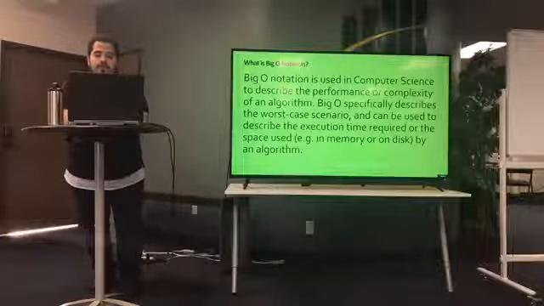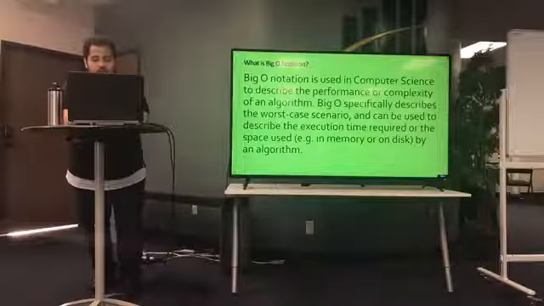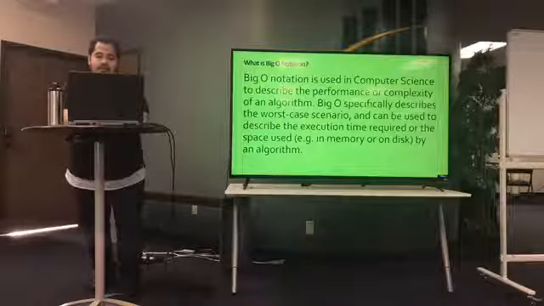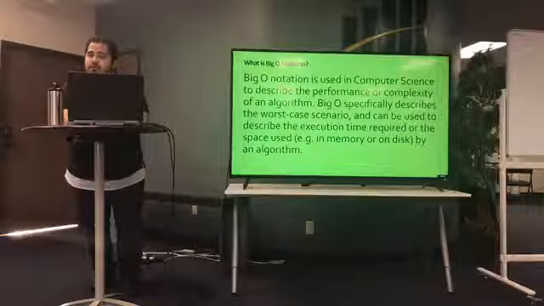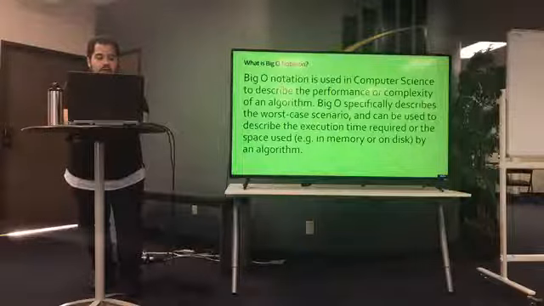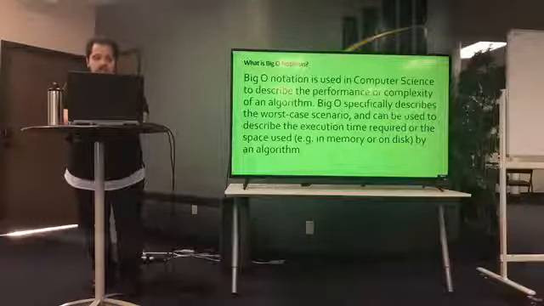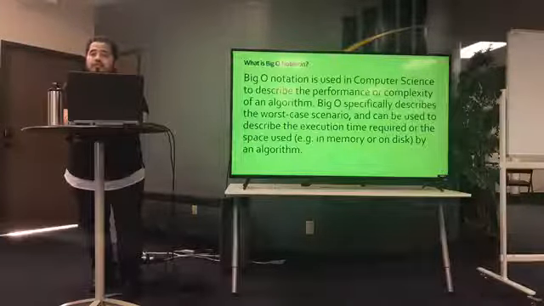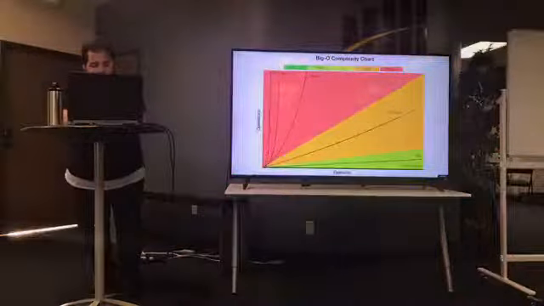So, wonderful to understand. So again, Big O notation is used in computer science to describe the performance or complexity of an algorithm, okay? We do have some slides that will show you some images that hopefully will make it make more sense. Big O specifically describes the worst case scenario. It can be used to describe the execution time required or the space used in memory or on disk by an algorithm, okay? Does that make sense? Okay. So here is an image.